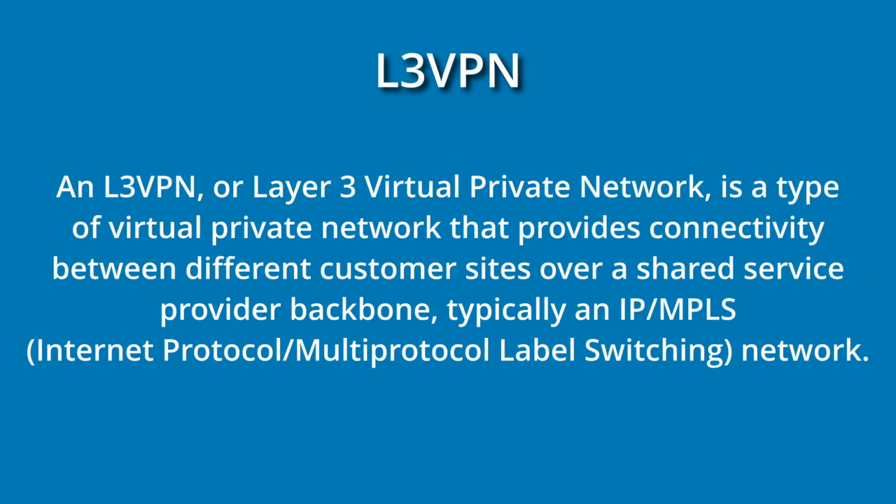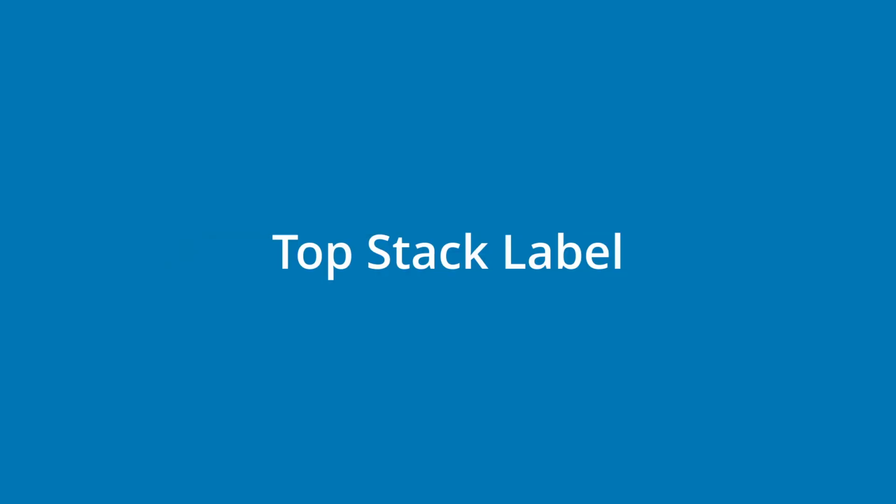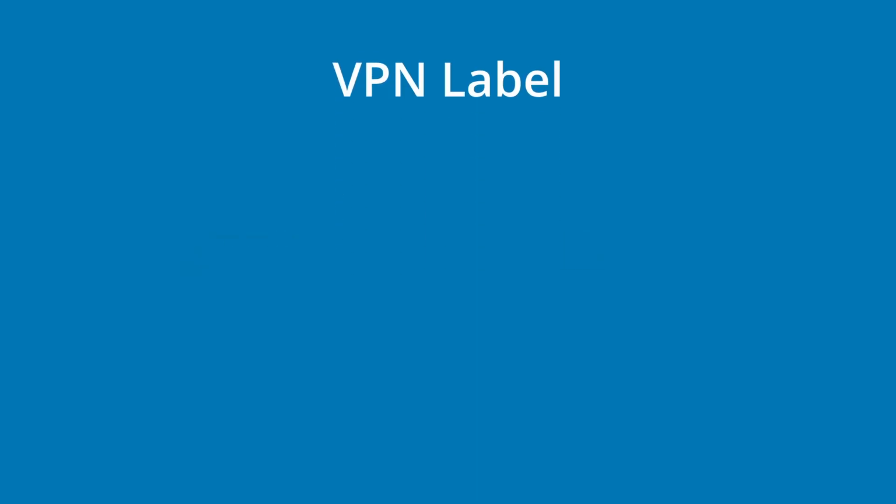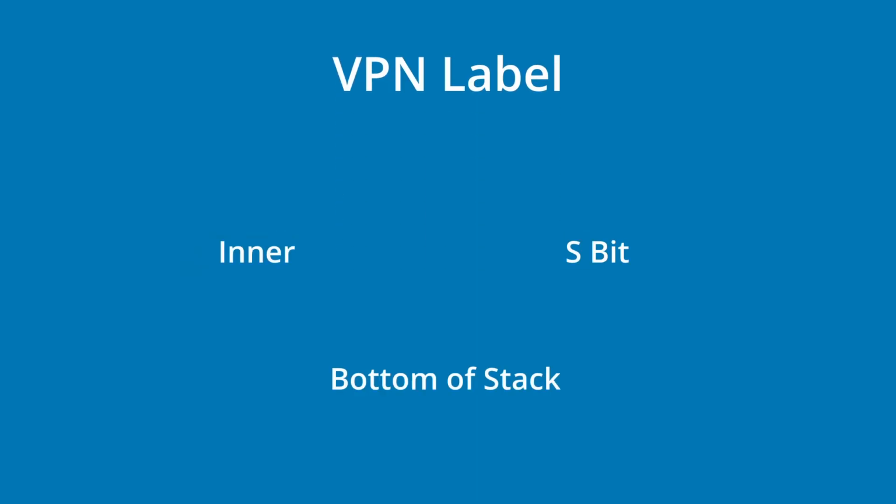So, what is an L3VPN? L3VPNs traverse an MPLS environment between provider edge or PE routers. So far, we've only gone over transport labels, also referred to as outer and top stack labels. L3VPNs introduce a new label that is added to the stack called a VPN label, also referred to as inner, SBIT, and bottom of stack labels. This label maps to an IP prefix or service on the PE router.